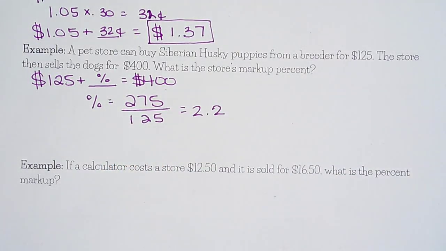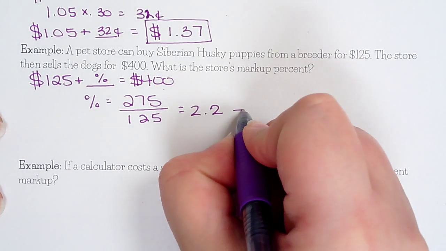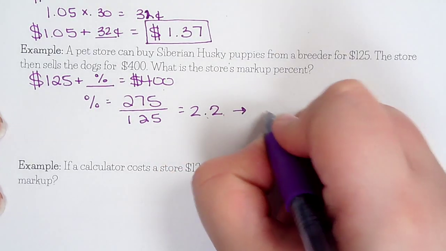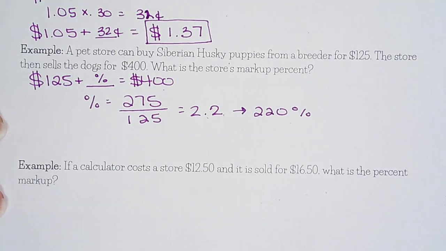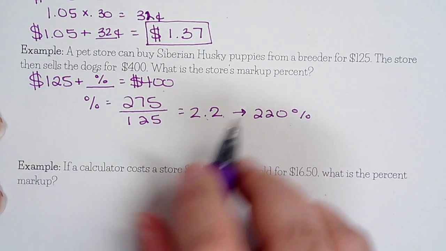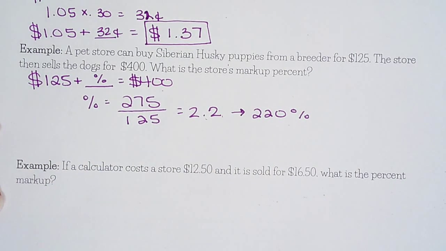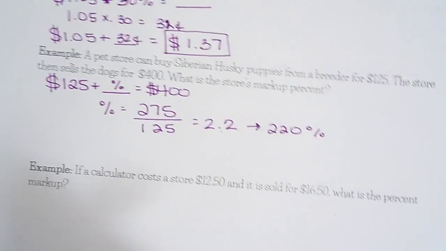But this isn't our percentage quite yet. Remember, this is in a decimal. So to get it to a percentage, I have to move my decimal 2 places to the right. When I do this, I find that I have a markup of 220%, over 2.2 times as much. That one was a little trickier. Let's see if we can do a different markup.